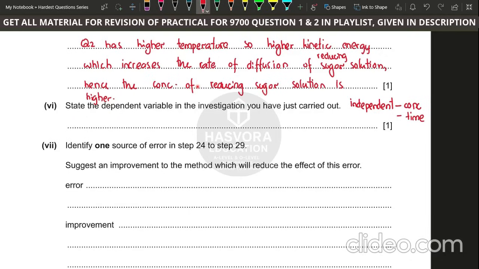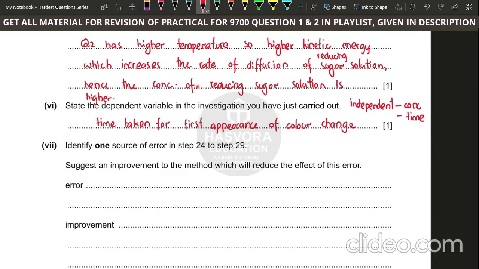So it will be the time taken for first appearance of your color change.